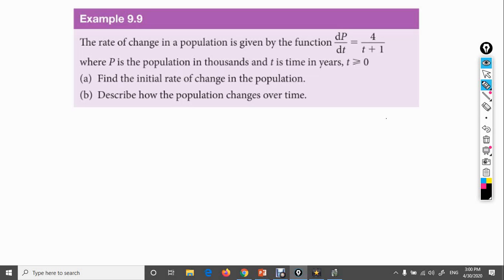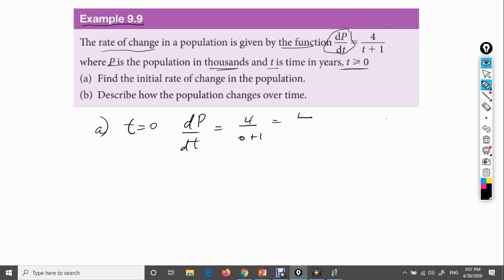Okay, so next you're going to find example 9.9, and it says the rate of change of a population is given by the function. Notice that this is a rate of change, dp over dt. That means change in the population with respect to time is equal to 4 over t plus 1, where p is the population in thousands, and t is the time in years, and t is greater than or equal to 0. Letter A, find the initial rate of change of the population. So the initial rate of change is when time equals 0. So if we plug 0 here, it's going to equal 4 over 0 plus 1, and this is just going to be 4.